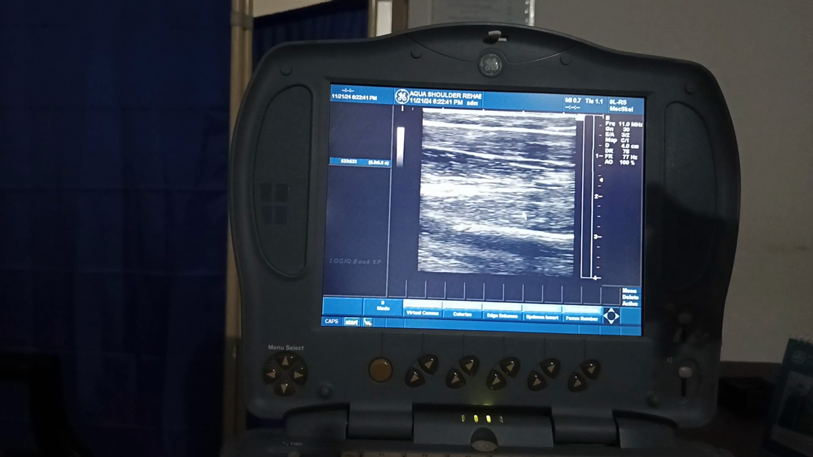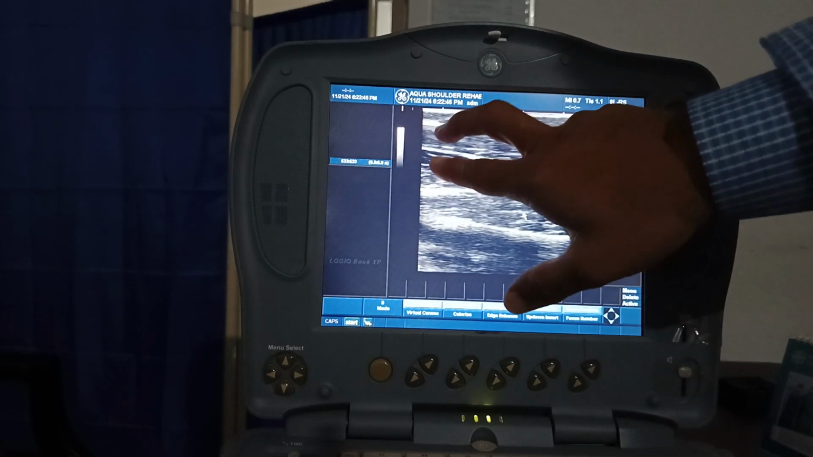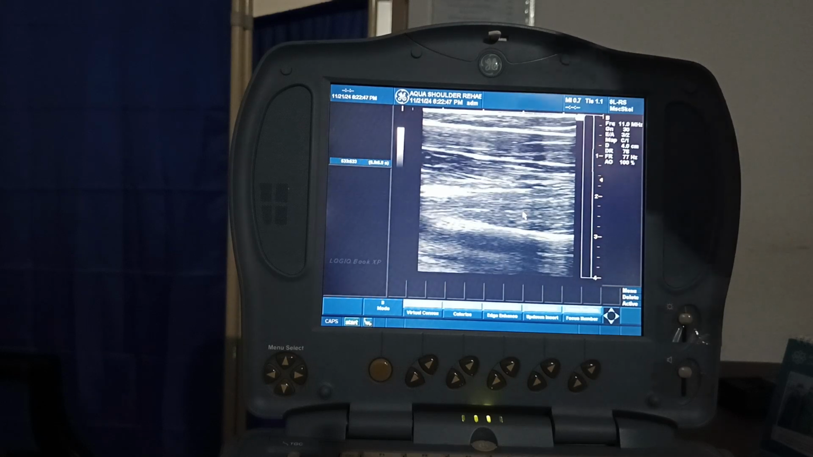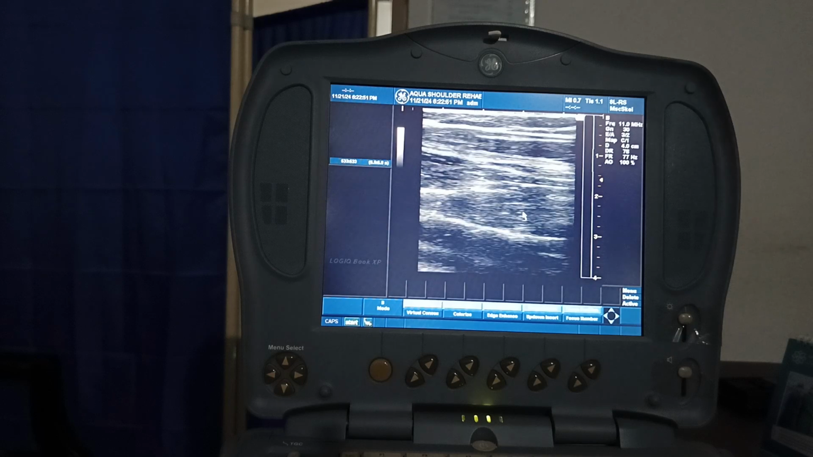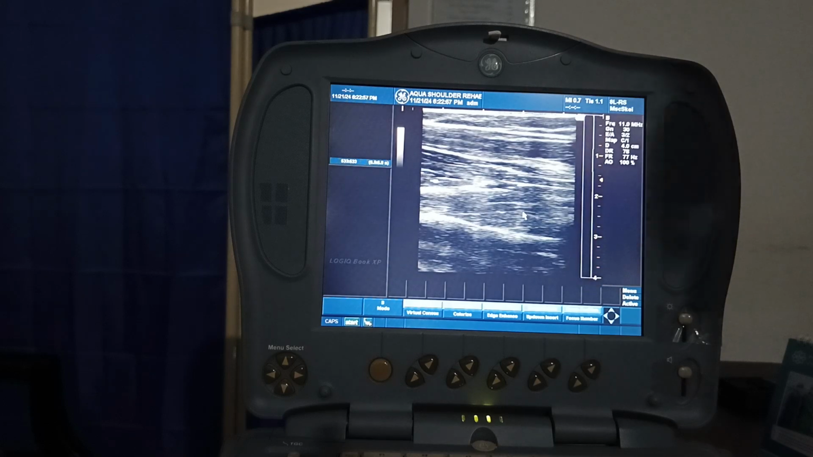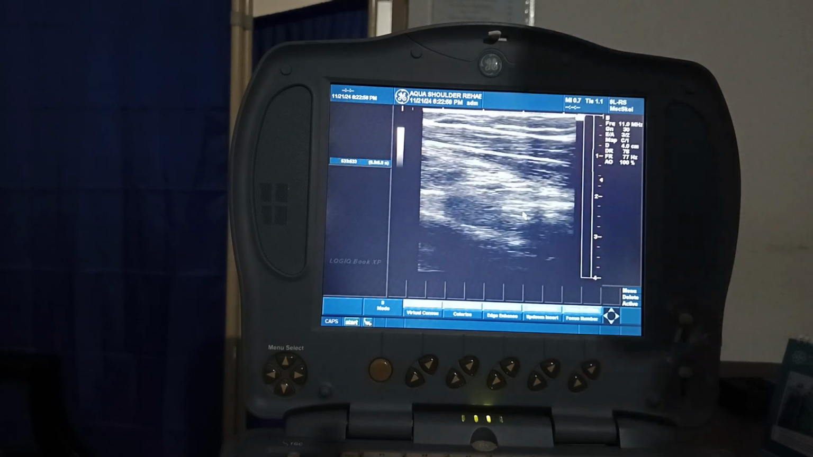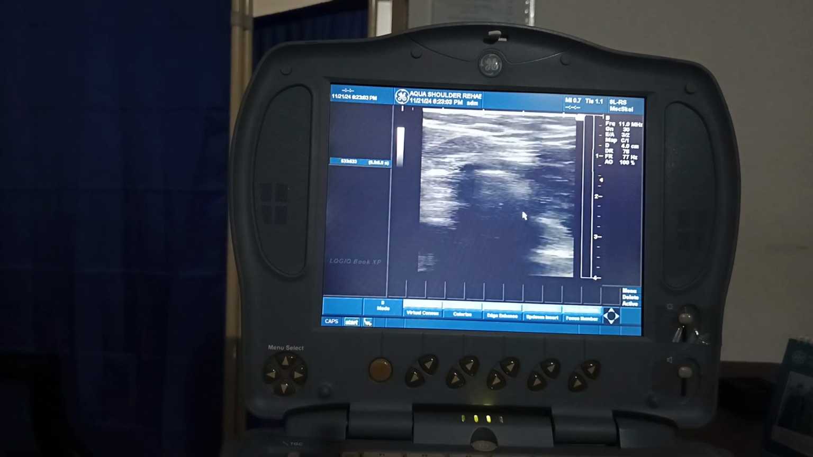So that is how you are going to differentiate the muscles, and clearly you can see the fascia of the muscle. These white lines are hyperechoic lines or hyperechoic regions. That means that these are the areas that are producing more echoes, and this is the fascia, and the muscle has more water in it. So this is the reason that muscle appears different.